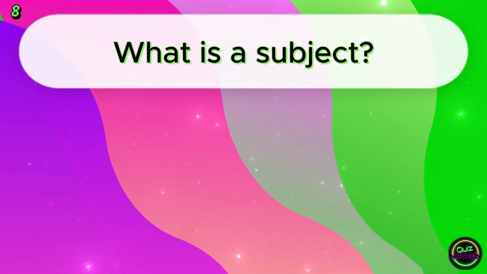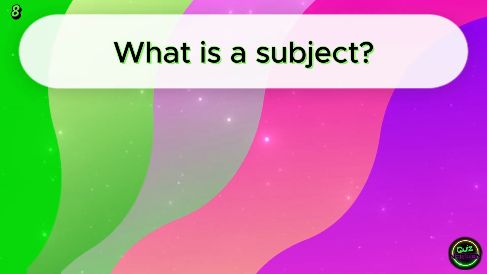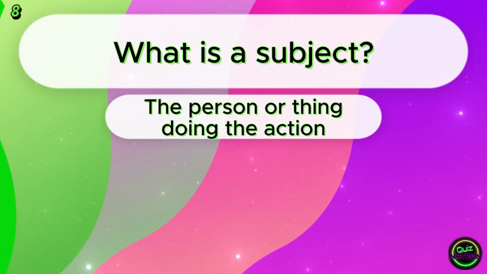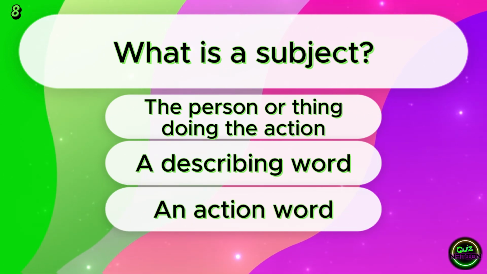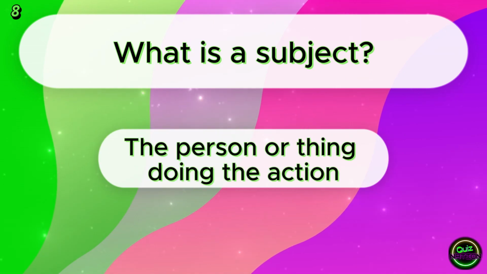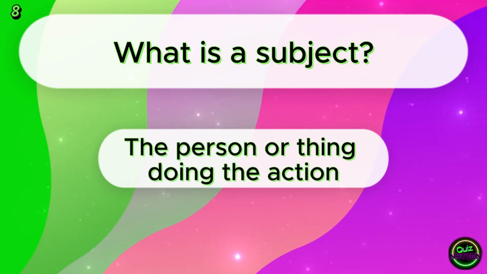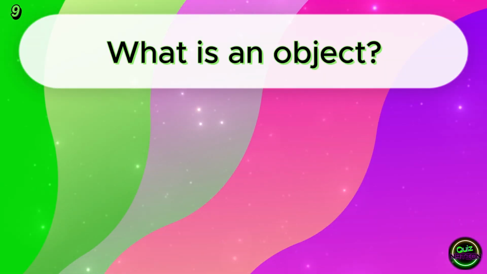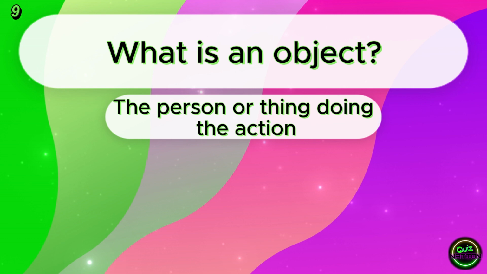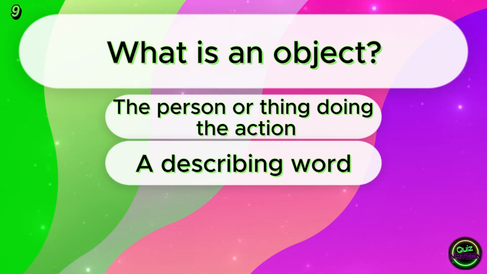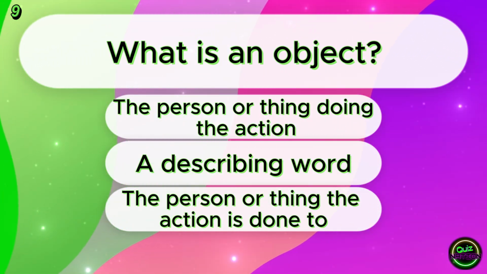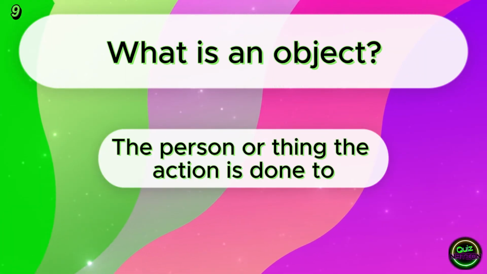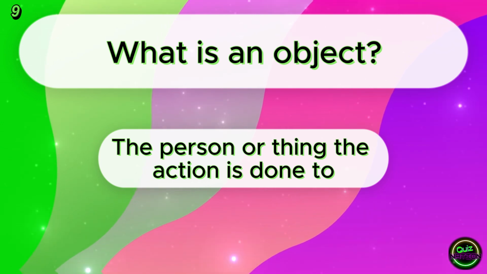What is a subject? The person or thing doing the action, a describing word, an action word. The person or thing doing the action. What is an object? The person or thing doing the action, a describing word. The person or thing the action is done to. The person or thing the action is done to.